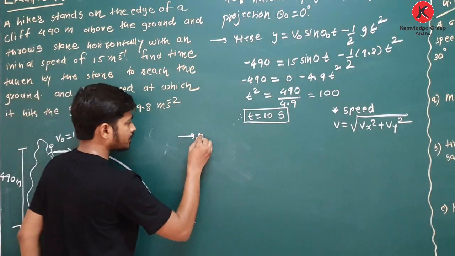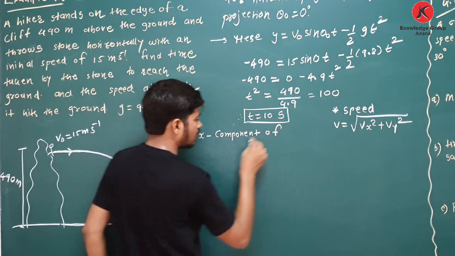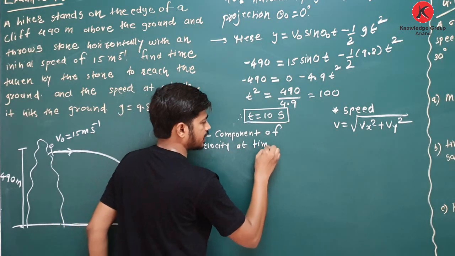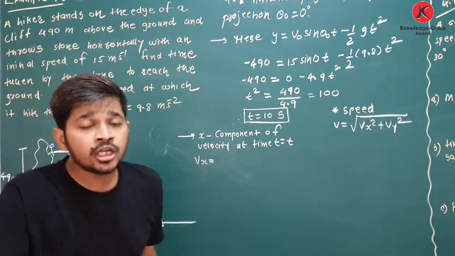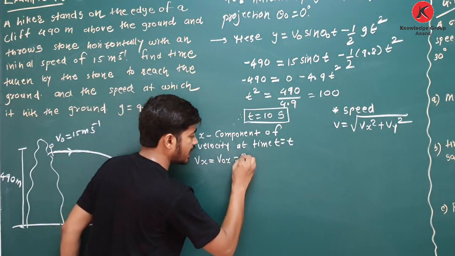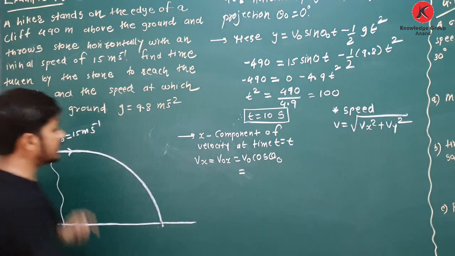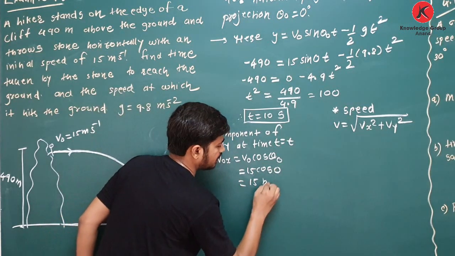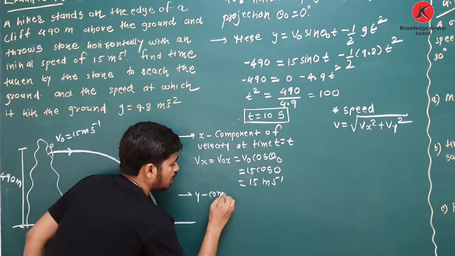Then see here, the x component of velocity at time t. We know that Vx at any time, the horizontal component of velocity, is the same, and Vx is equal to V0x, which is V0 cos theta 0. What is the value of V0? Yes, here it is 15. Cos 0, students, cos 0 means it is 1, then it is 15 meter per second. Clear about this?